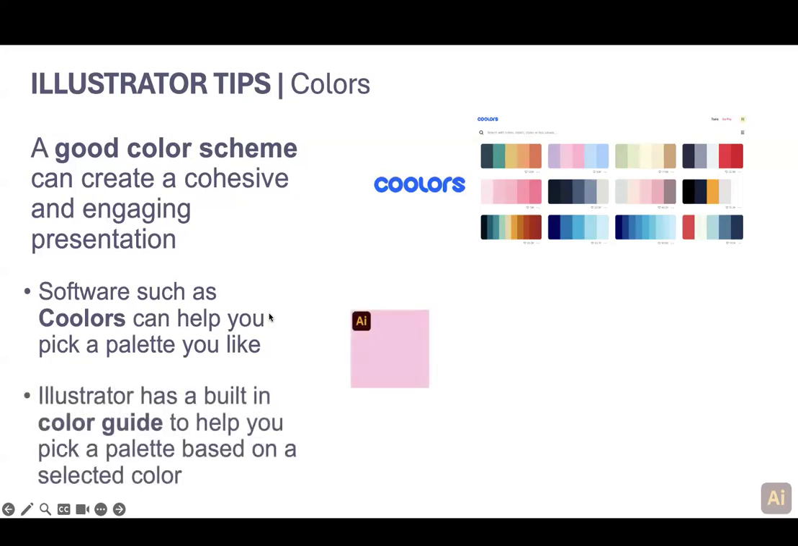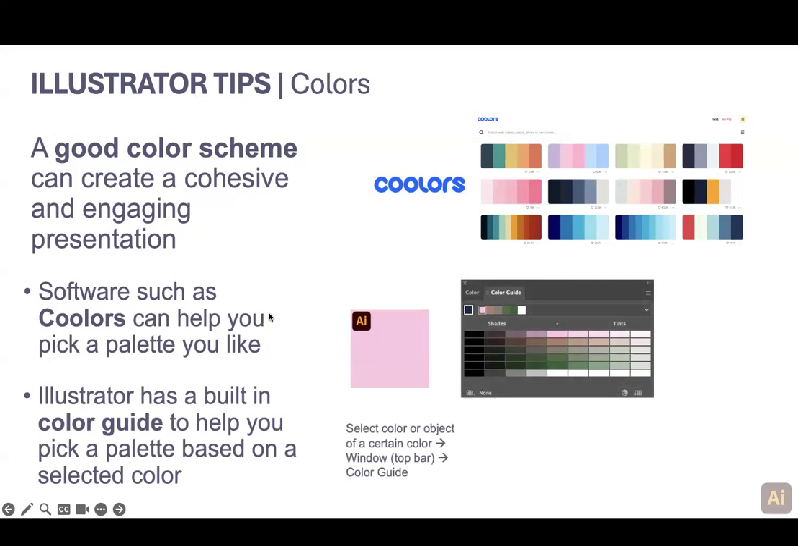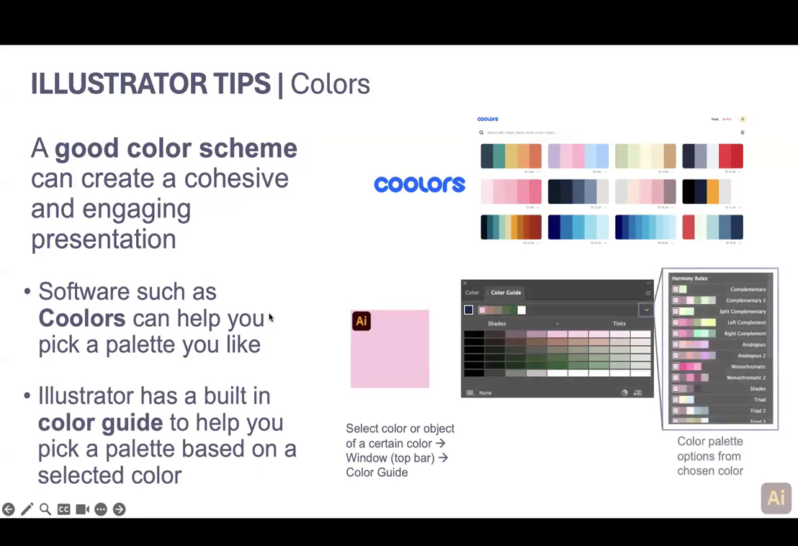And Illustrator also has a built-in color guide that helps you pick a palette depending on a certain color. So here, for example, I picked a pink color, and then you go to a submenu of Window and Color Guide, and then you get into this window and it gives you a bunch of options for different color palettes based on harmony rules. This also works if you select more than one color, and it creates complementary or split or monochrome palettes. So you have lots of options.